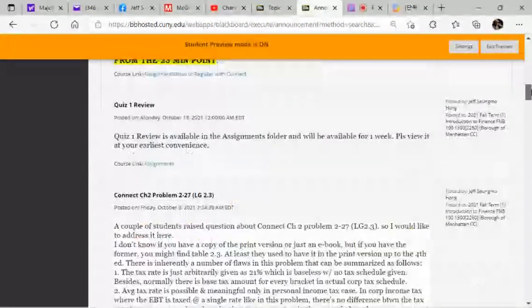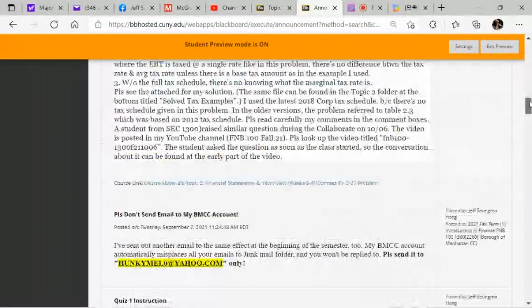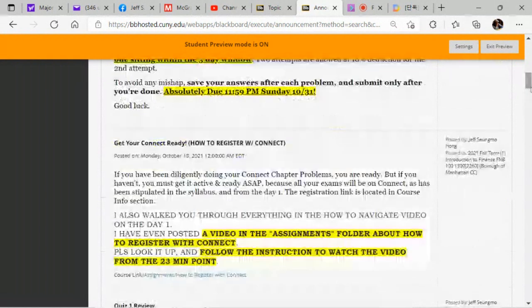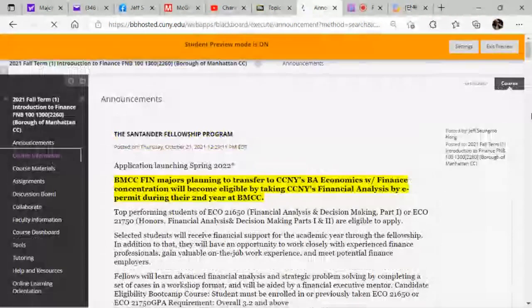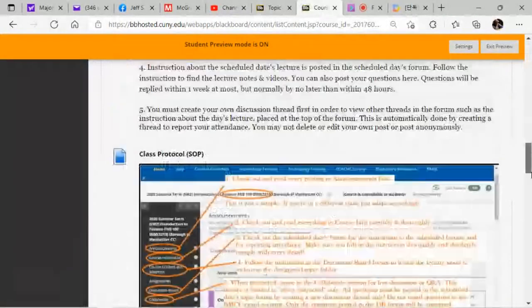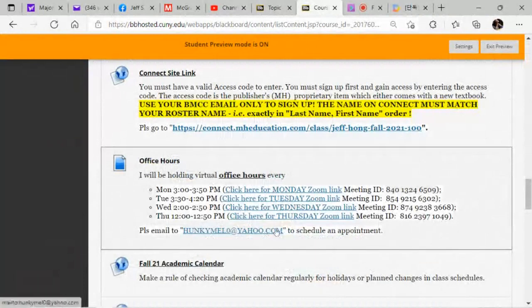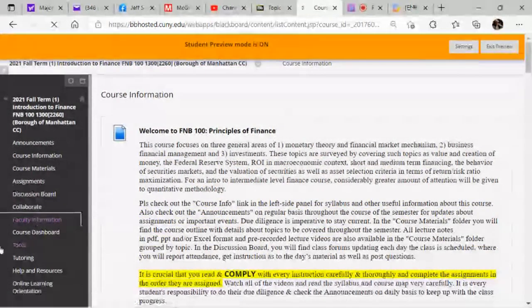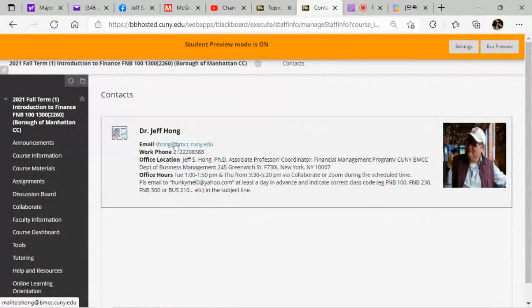From day one, I made it very clear where to send the email. It clearly says don't send the email to my BMCC account, because if you send it to my BMCC account, it most likely won't be discovered. It's not only here, the clue is everywhere. It's in the course information, the faculty info. It has my BMCC email, but that's just because by default it goes in there.